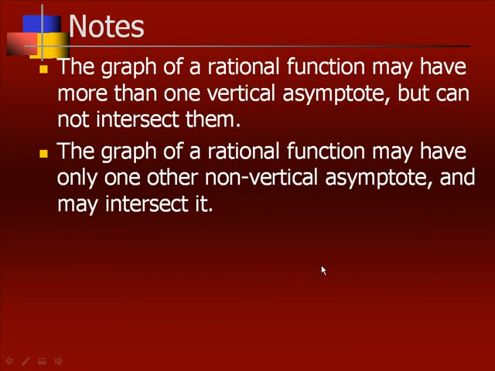A couple of notes. The graph of a rational function may have more than one vertical asymptote, but it cannot intersect any of them. The graph may have only one other non-vertical asymptote, and it may intersect it, which means there may be a horizontal asymptote or there may be an oblique asymptote, but there cannot be both.